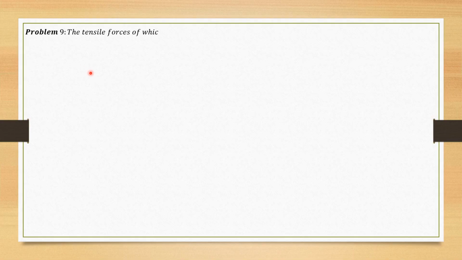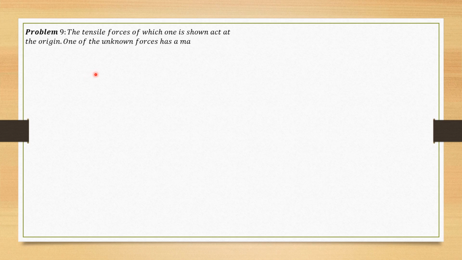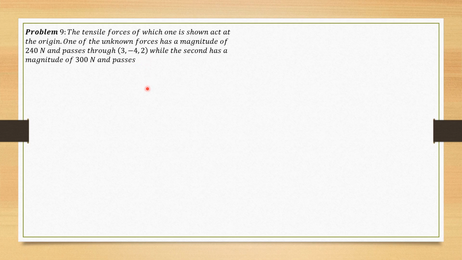The tensile forces, of which one is shown, act at the origin. One of the unknown forces has a magnitude of 240 newtons and passes through (3, -4, 2), while the second has a magnitude of 300 newtons and passes through (-1, 5, 3). So determine the resultant force expressed in vector form. Since we have to express the resultant in vector form, we must also compute the resultant of these two unknown forces in vector form.